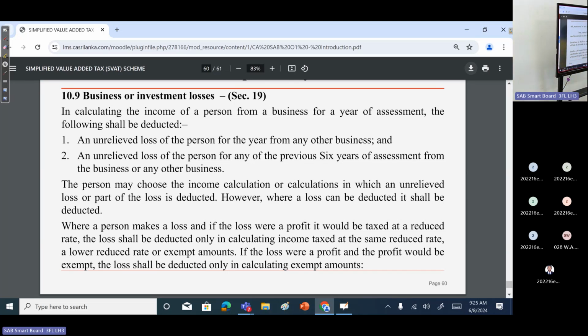In 2023, in the case of the reduced rate, we have only one flat rate. But say from any other law, that particular business is entitled to tax at a reduced rate, such losses we can deduct as against the profit which is taxed at a similar rate. Right? Okay. If they are exempt losses, we can deduct only from exempt profit.